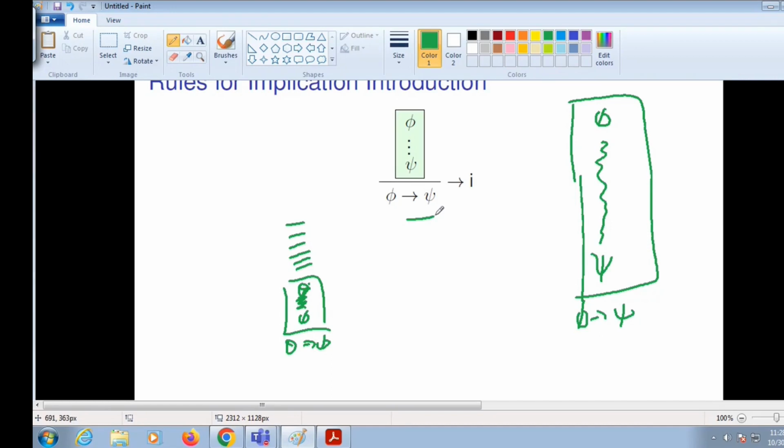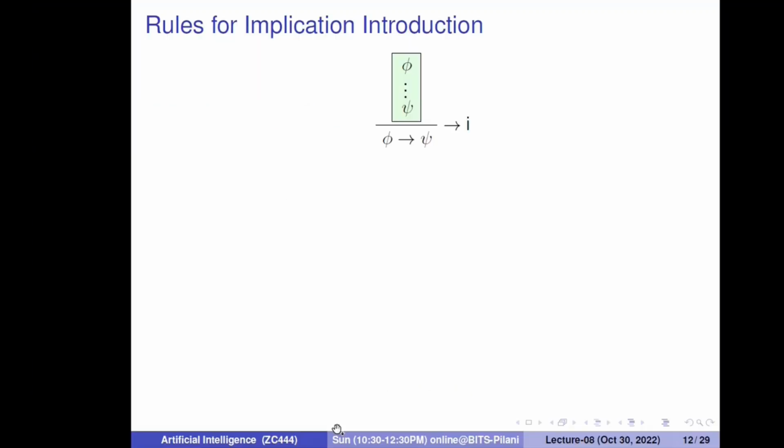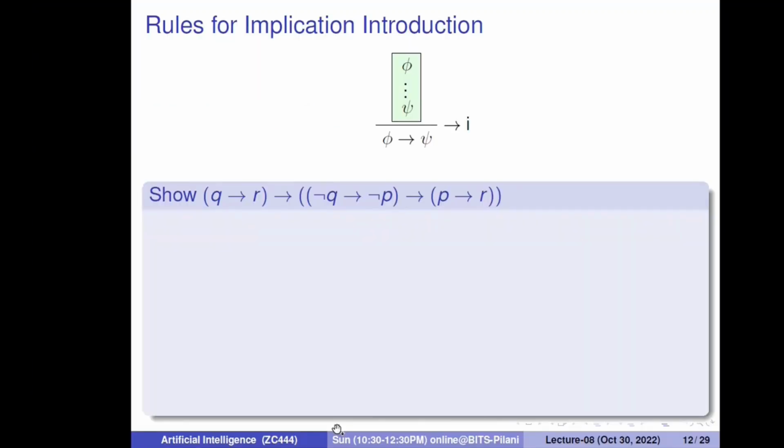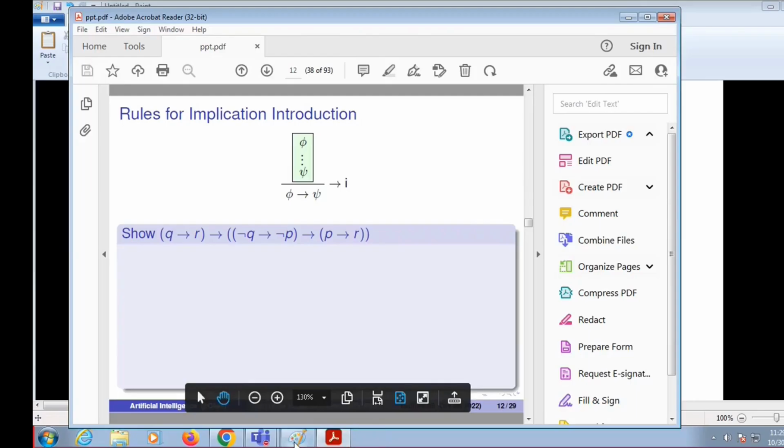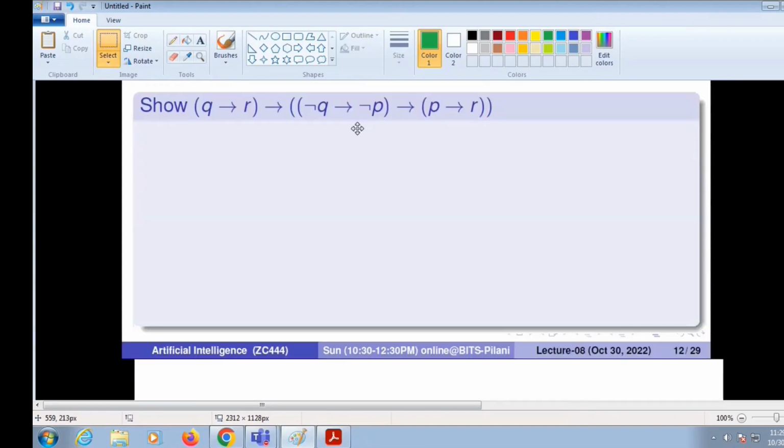So this is how you introduce it. You create it. Let me give you an example so it would be more clear to you. So this is what it is. If I say that, can you make this thing? I'm asking, can you make this particular thing? Okay. How to do that?